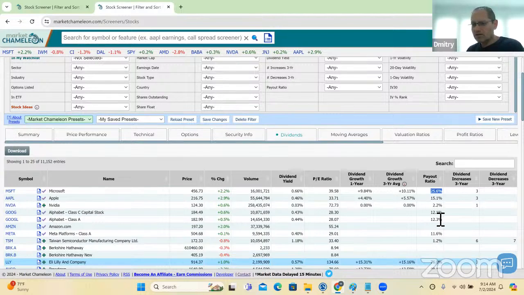So a lower payout ratio means that a bigger portion of income was retained by the company that they could use for reinvestment, research and development, hiring people, growing their business, acquisitions, and so forth.